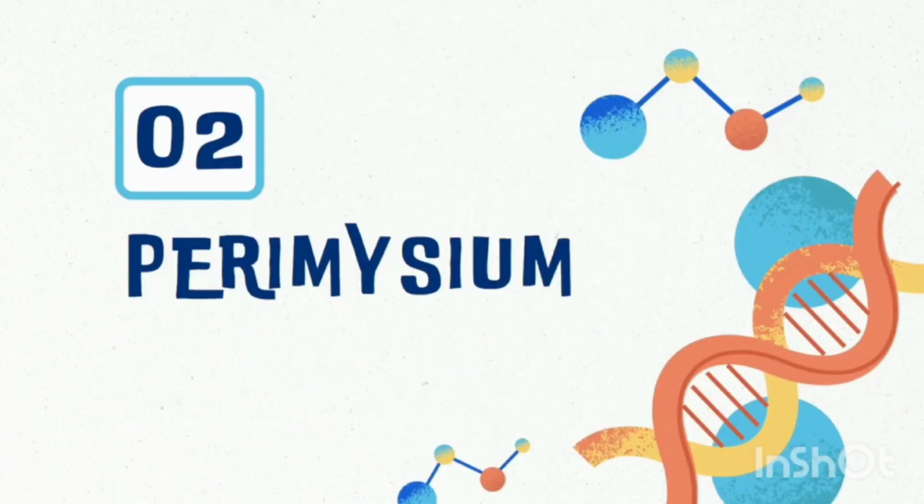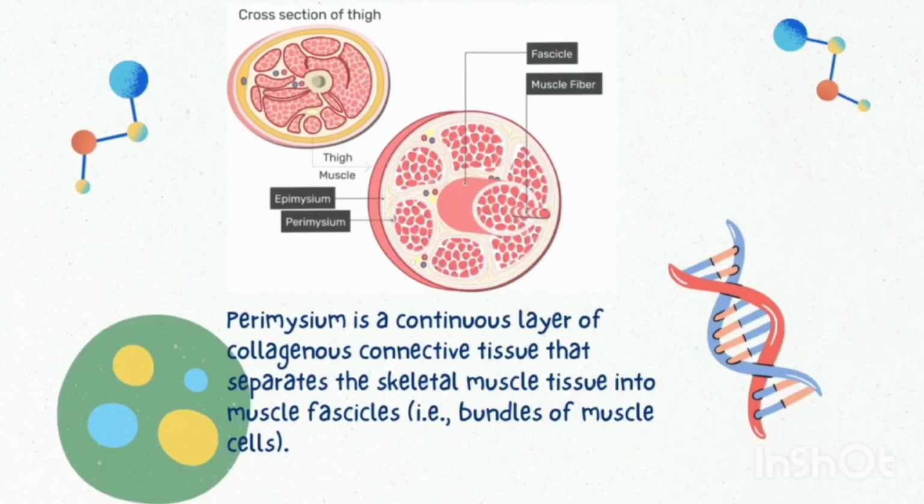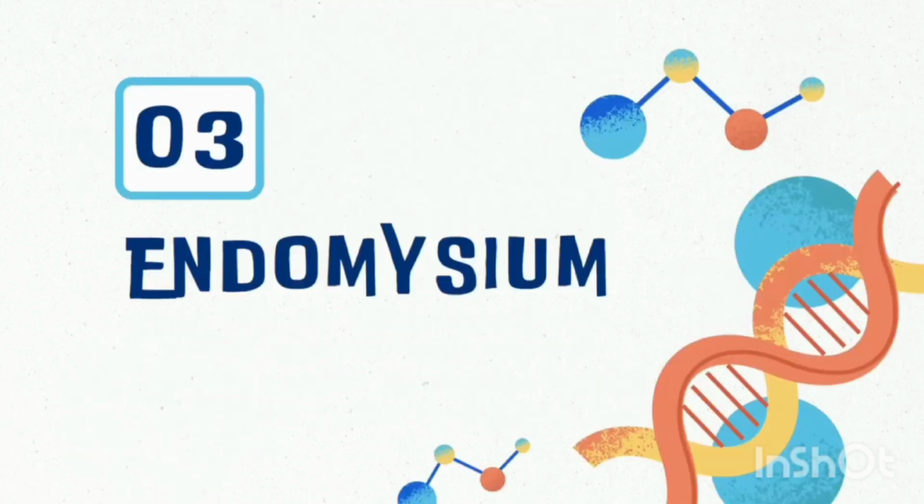Number 2 is perimysium. Perimysium is a continuous layer of collagenous connective tissue that separates the skeletal muscle tissue into muscle fascicles, meaning small bundles of muscle cells. As we can see here, a muscle is made out of many fascicles, and in each fascicle there are muscle fibers.